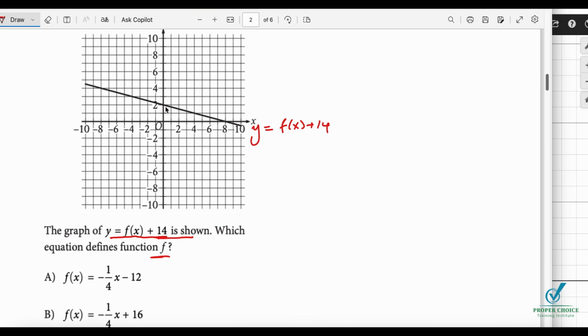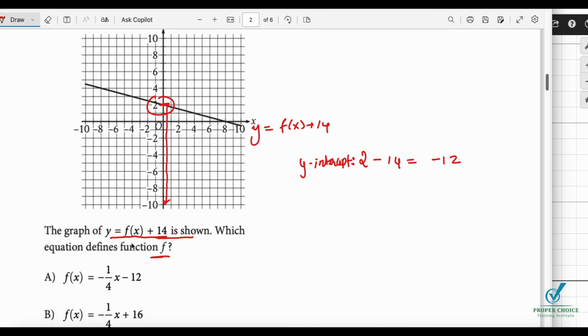Now I simply need to do this: see, the y-intercept of the translated line is positive 2. So the original line should be 14 units down from it. To find the y-intercept, you take the current y-intercept, that is 2, minus 14, as it has to go 14 units down. I'm looking for the y-intercept of the original line. If you subtract it, that gives me the y-intercept of the actual line. So 2 minus 14 is going to be negative 12.